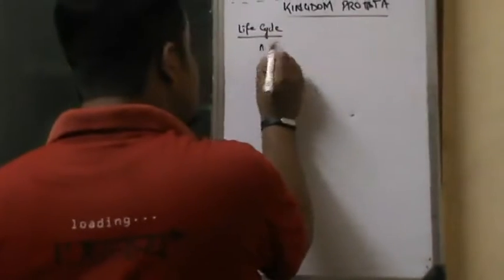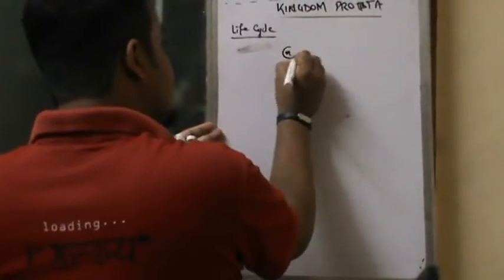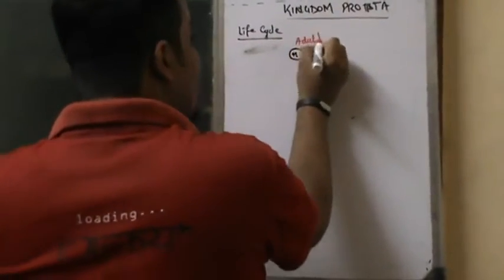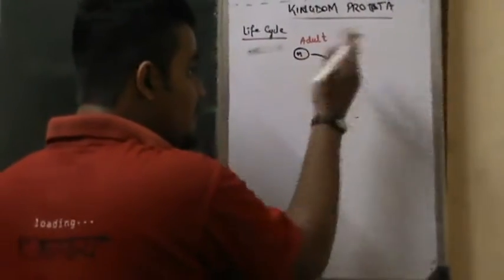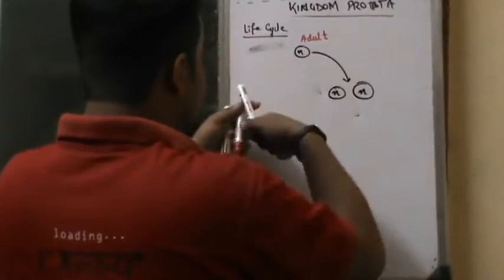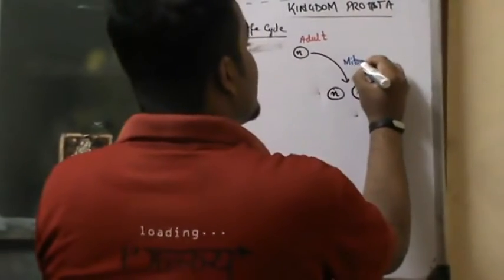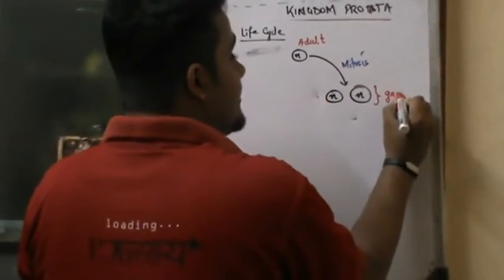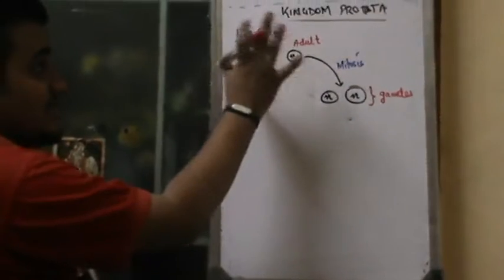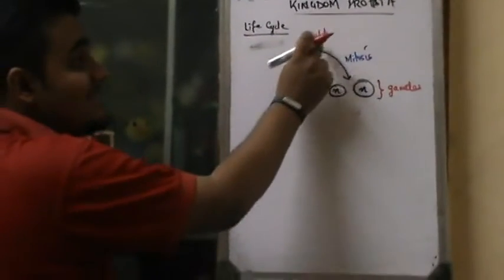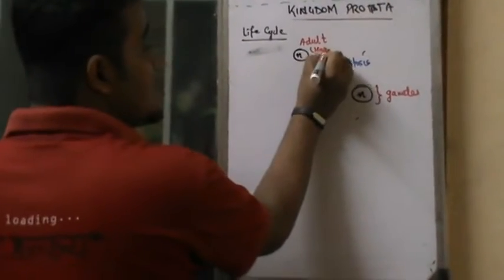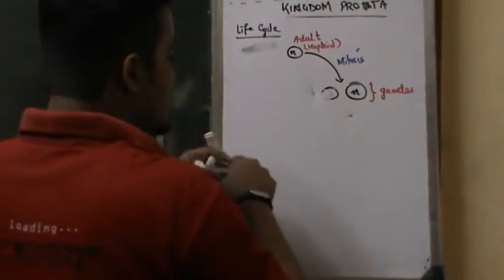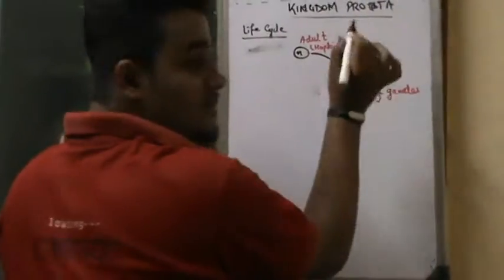listen carefully. In some protistans the adult is haploid. If the adult is haploid, the gametes are formed just by the process of mitosis. These are nothing but your gametes. I'm talking about those protistans where the adult is haploid; the gametes are formed by the process of mitosis.